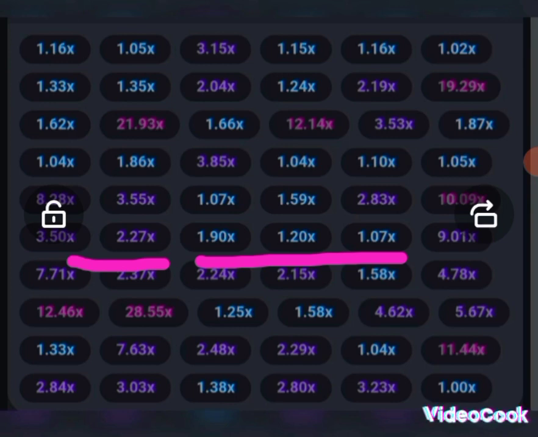So if I were you, after it drops 1.07 and drops 1.20, I am going to cash out at 1.5. 1.5 something. Are you getting what I'm trying to say? So here it increases in that order.